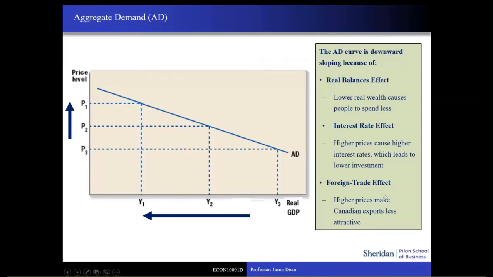If our prices are higher in Canada, everything else constant, that would make our goods more expensive, right? And since part of aggregate demand is exports minus imports, we would have fewer exports as a result. So these are the three reasons why we would expect the aggregate demand curve to be downward sloping.